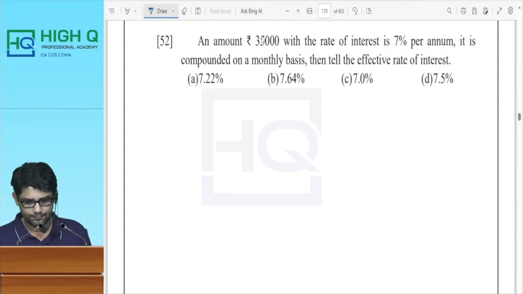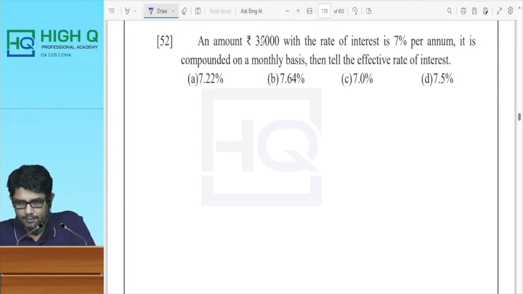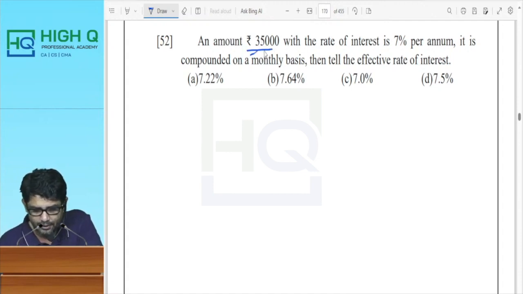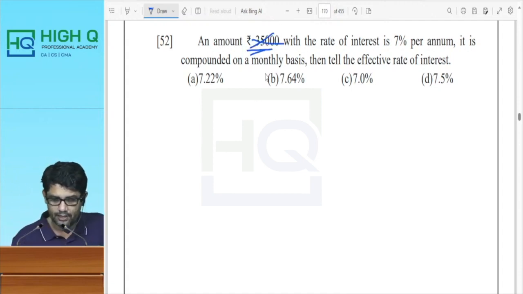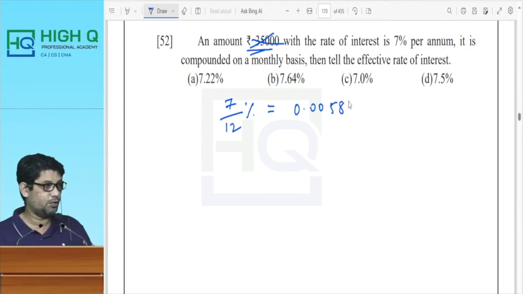Give me the answer. Okay, Ilamadi, Praveen and all giving me answers. See, it is independent of principal. So let us not bother about this. Only we'll take what? 7 by 12%. What is 7 by 12%, my dear? 7 divided by 12 divided by 100, which is 0.0058. Am I right?